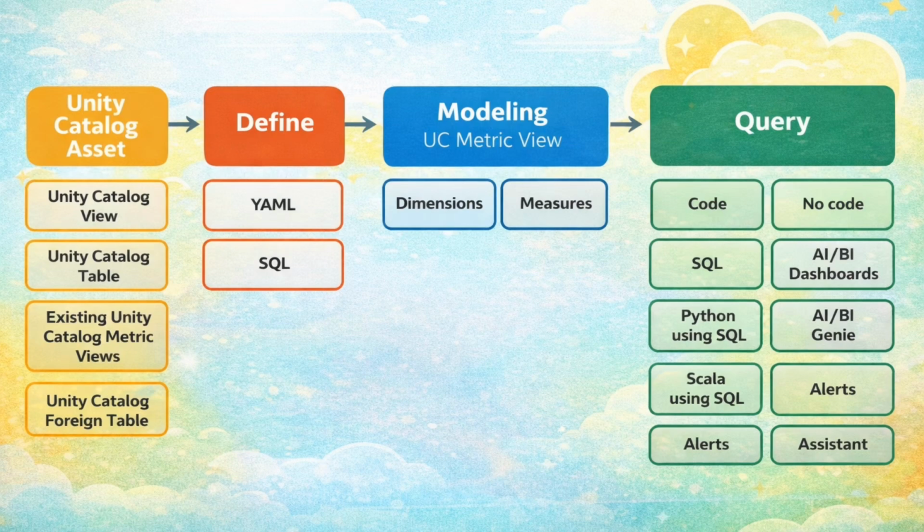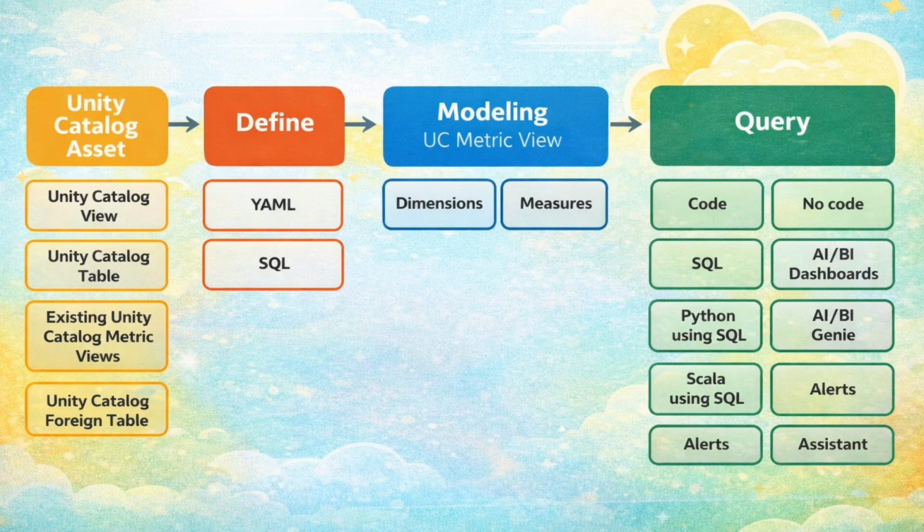Step 1. Unity Catalog Asset. Everything starts with a Unity Catalog asset. A metric view can be built using multiple Unity Catalog objects, including Unity Catalog View, Unity Catalog Table, existing Unity Catalog metric views, Unity Catalog Foreign Table. These governed assets serve as the trusted foundation for business metrics.